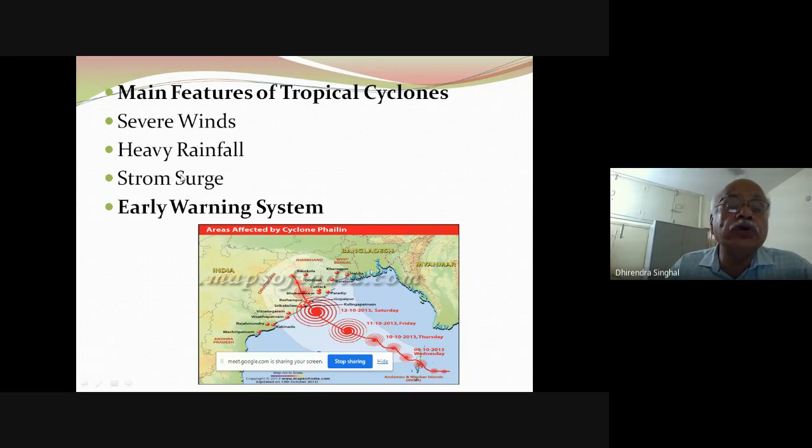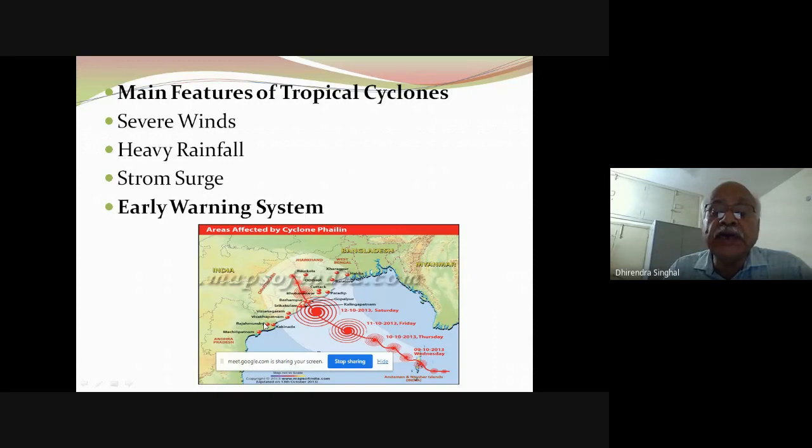अगर आप लोगों को अभी न्यूज चैनल पे याद हो विपर्जय साइक्लोन का, आई थिंक आपने ये तीनों चीजें देखी होंगी. विंड्स बहुत ज्यादा थी, हेवी रेनफॉल था, बराबर न्यूज चैनल में हम देख रहे थे, और अरेबियन सी का पानी सिटी में आ रहा था, जो हम कहते हैं लो टाइड्स हाई टाइड्स ज्वार भाटा, that is a storm surge. And I have put this photograph to highlight the significance of early warning systems.